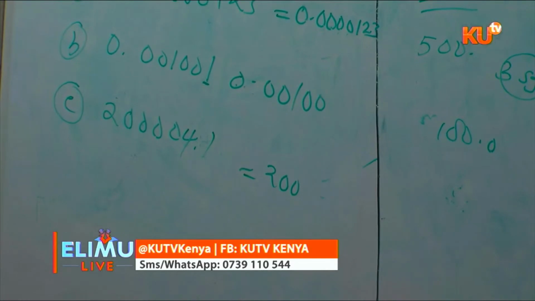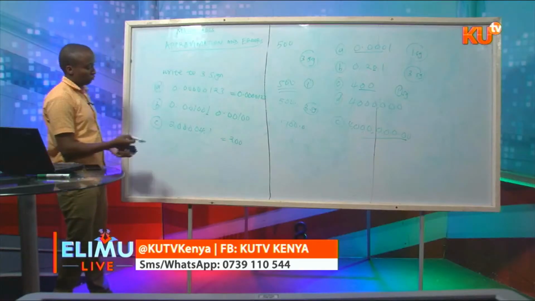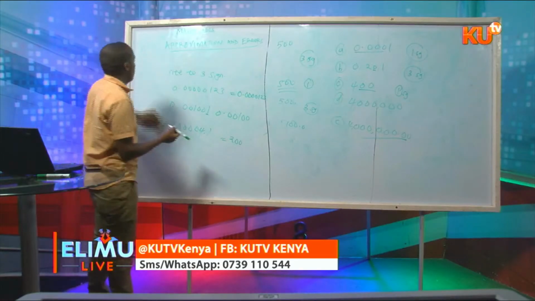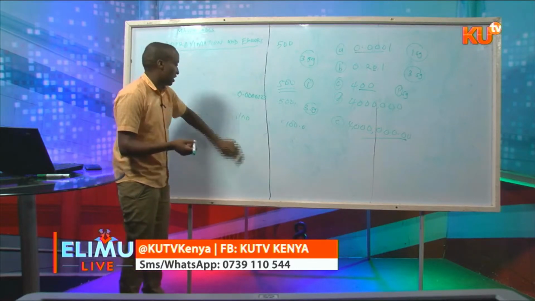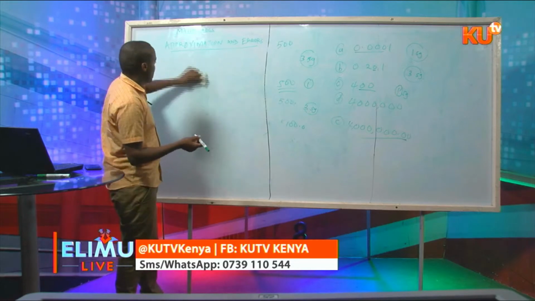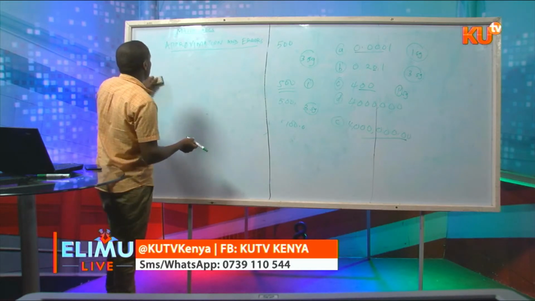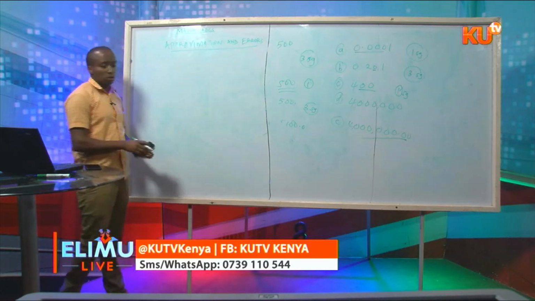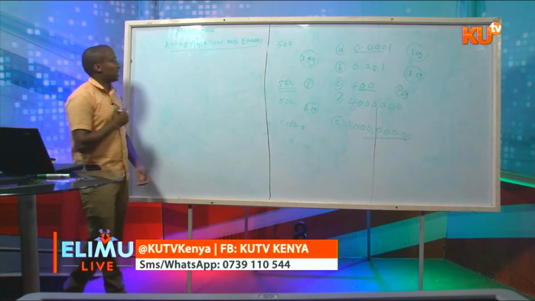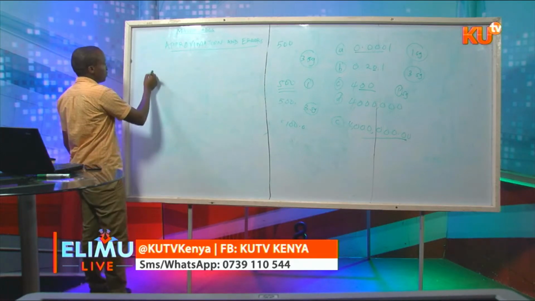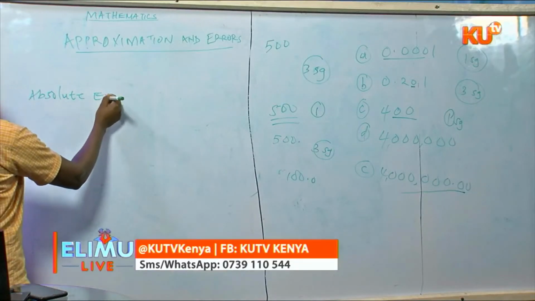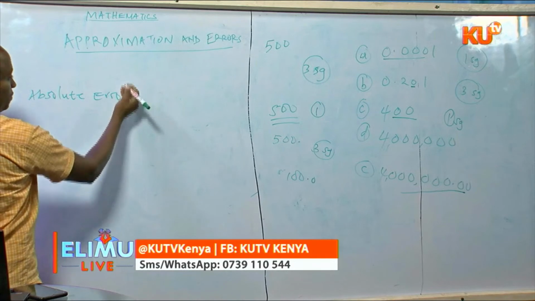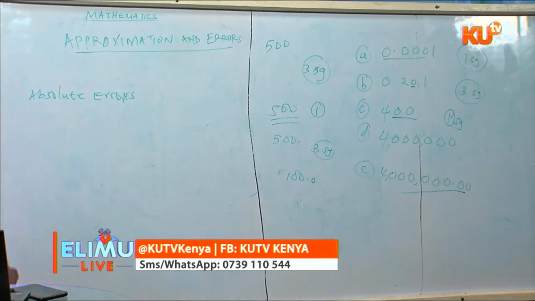So I hope that concept is with you about the types of zero that we have, and when it is significant and when it is not significant. So we get to the second concept about this topic that you need to understand. That's about the types of error that you have. The first one, you have absolute errors.